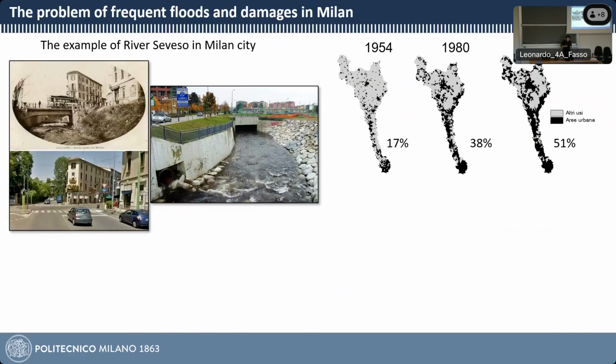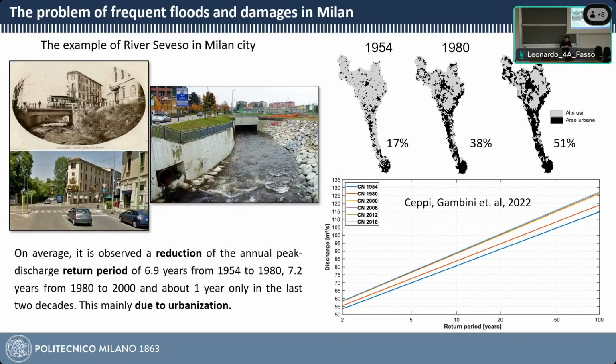And again, just to get you into the context, for instance, for the Seveso River, the big problem is that we had a strong increase of urbanization. So we passed from 17% in the 1950s up to more than 50% in our days. And we also did a study to quantify how much the return period diminished for the flood peaks, and we saw that basically only the increase of urbanization was able to explain the increased frequency of floods, of course.